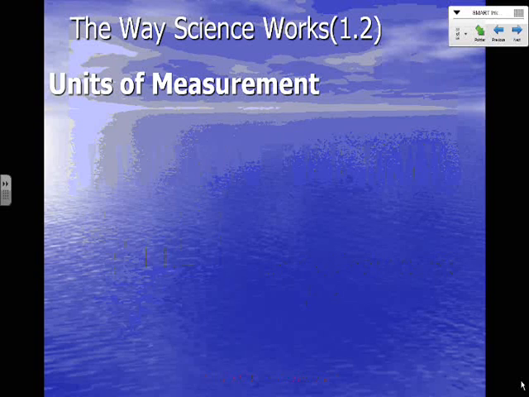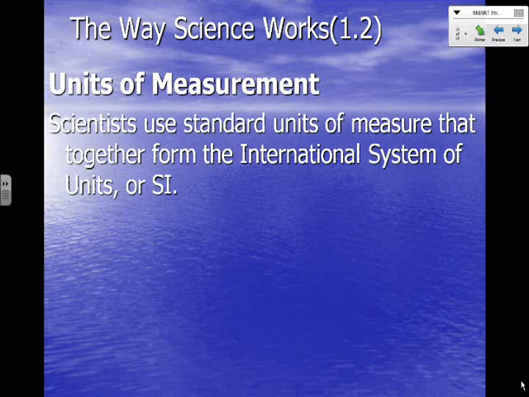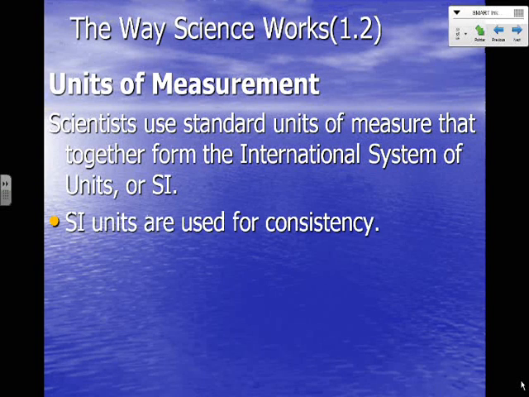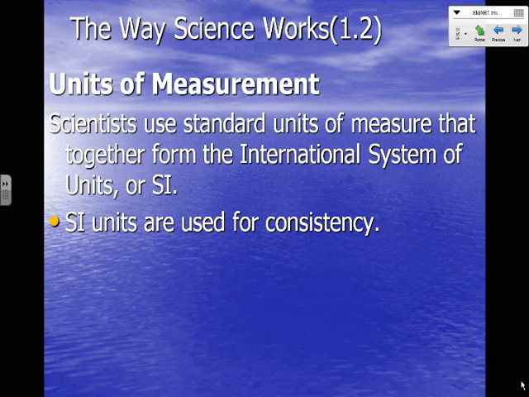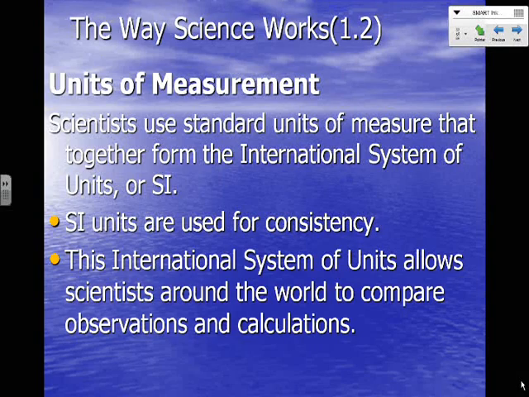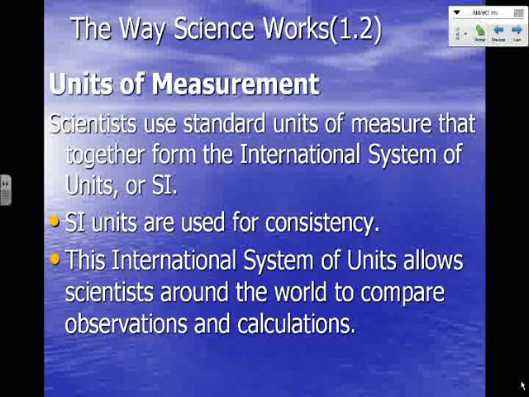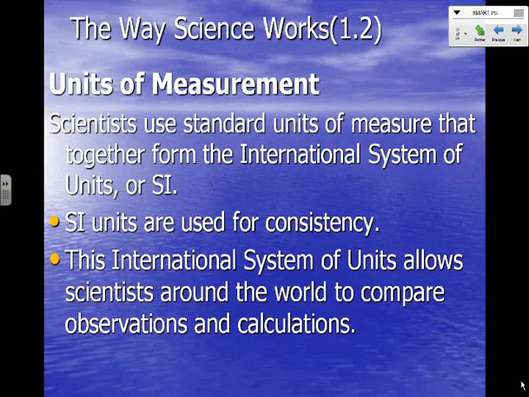Let's go ahead and talk about units of measurement and how this works in science. Scientists use standard units of measurements that together form the International System of Units, and we shorten that and represent it as SI. So SI units are used so that we're consistent throughout the world and throughout the scientific community. The reason this is important is so that we can share and compare data that we collect here in the United States with someone in Russia or Germany or Sweden or other countries that are doing the same experiments that we're doing. This helps us be consistent and also be able to make comparisons.